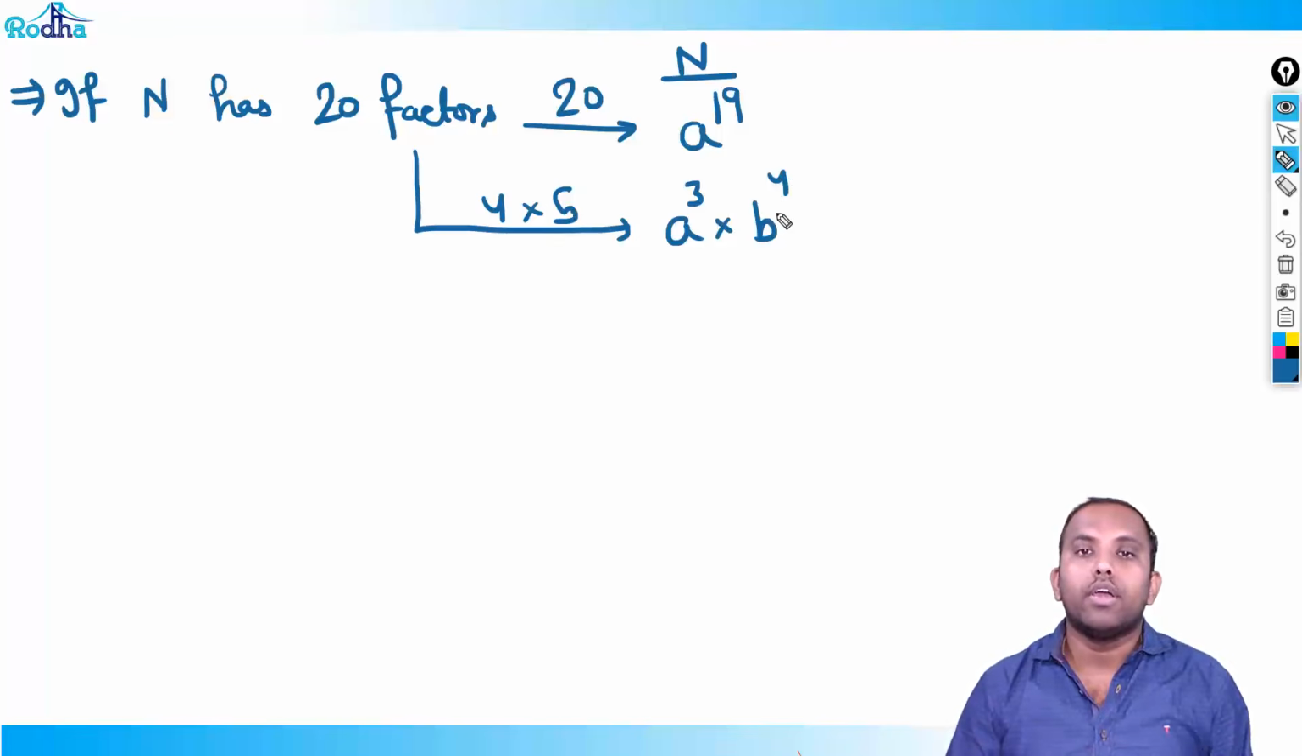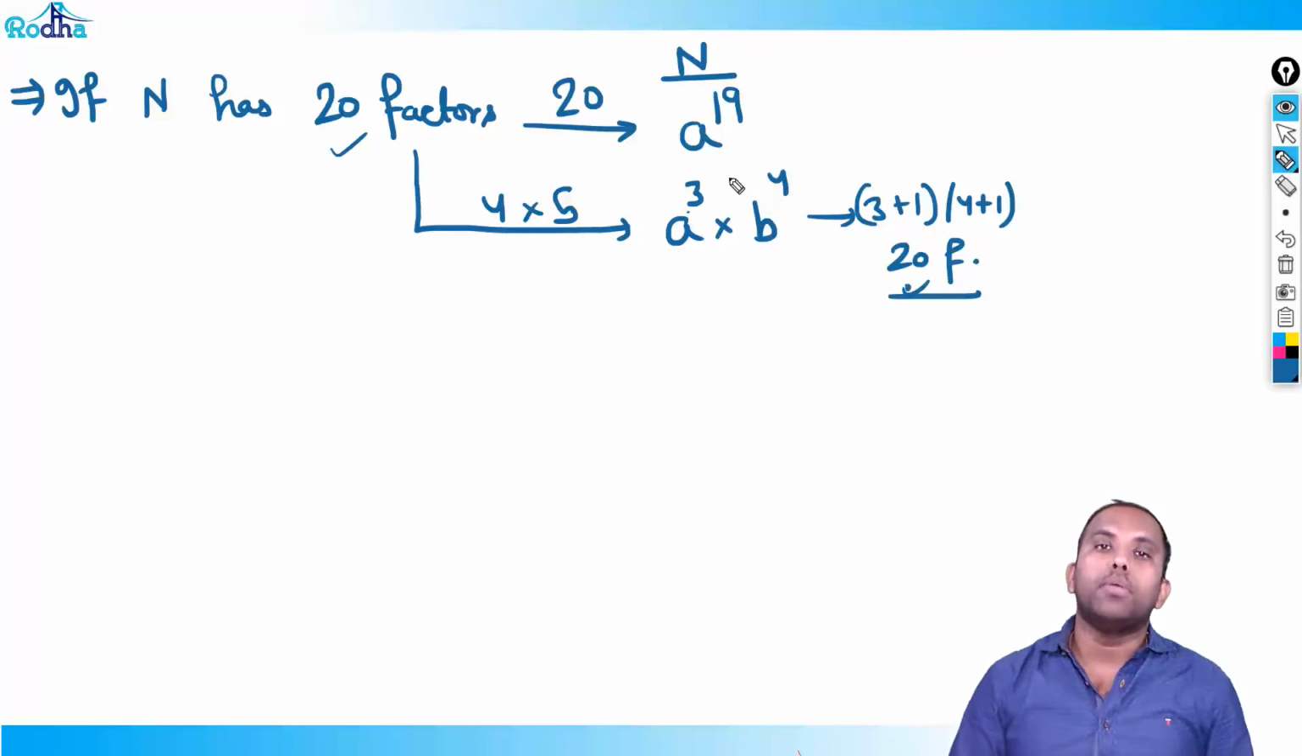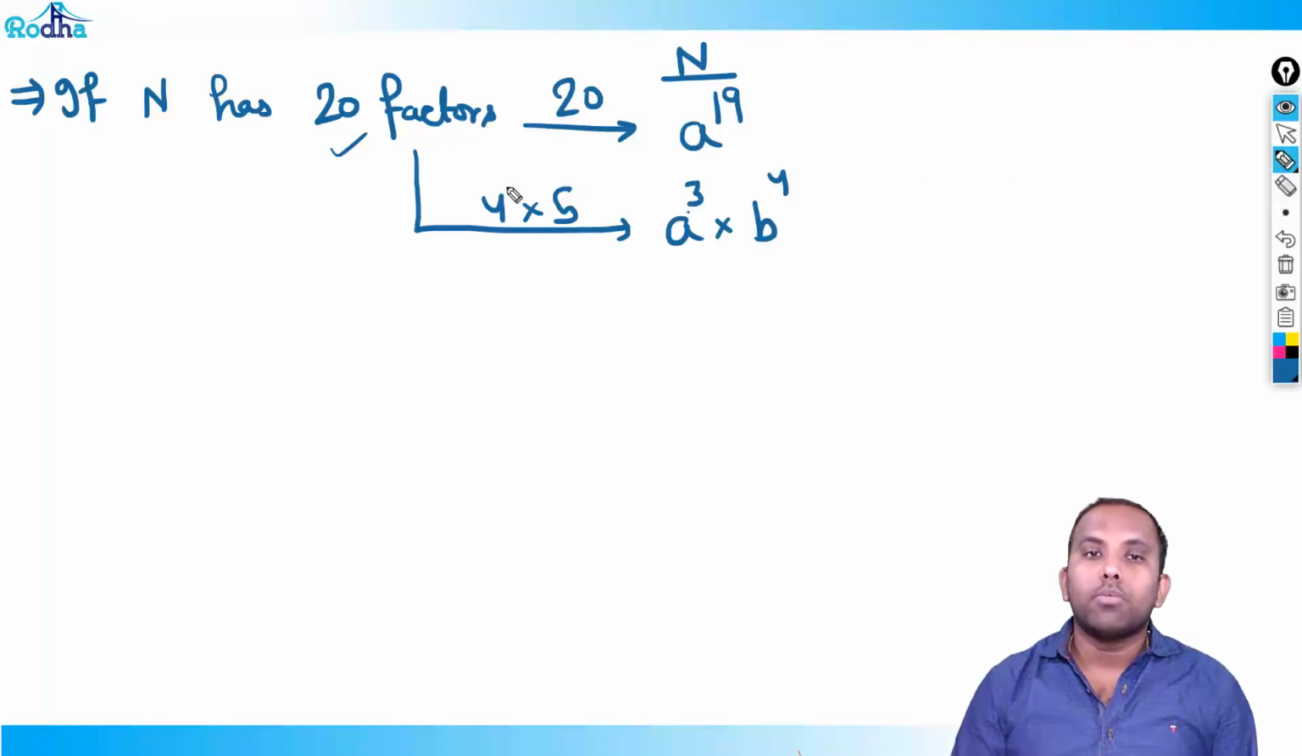If you do the reverse of it, A cube into B^4, how many factors? 3 plus 1 into 4 plus 1, that is 4 into 5, 20 factors. That means any number of the form A cube into B^4, where A and B are prime numbers, has got 20 factors. And what are the other possibilities?